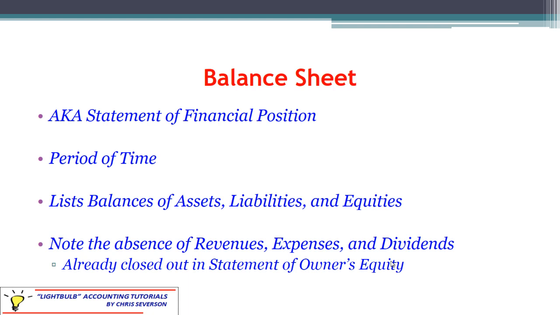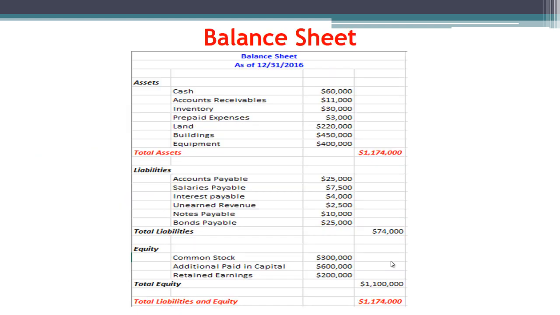As of this particular date, here are the balances of our accounts. It lists out the balances of assets, liabilities, and equities. Now notice we're not going to see anything related to revenues, expenses, or dividends. They've already been closed out to retained earnings in the statement of owner's equity because they all impacted retained earnings. So this is what the balance sheet might look like. Notice the title says as of 12/31/2016. We have all of our assets listed out with their corresponding balances, then the liabilities and equity components with their balances.